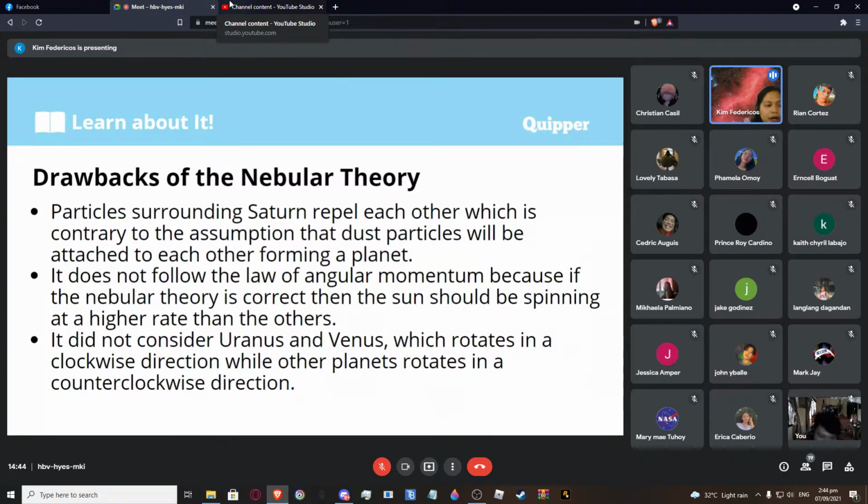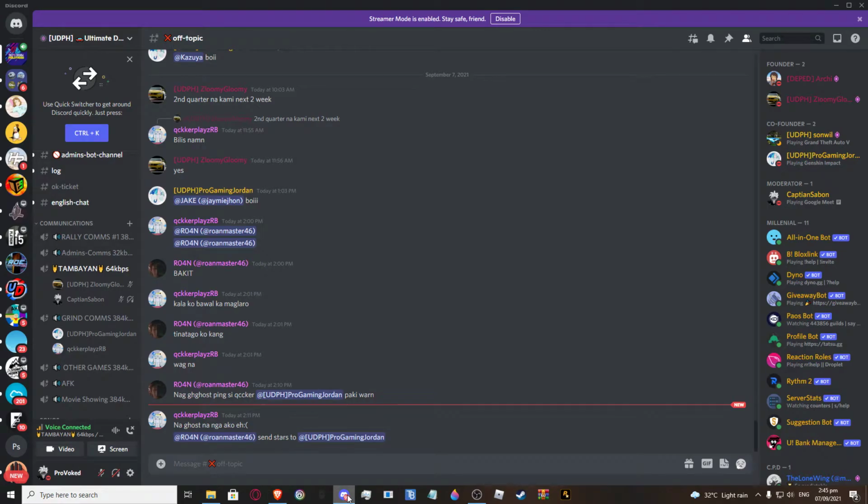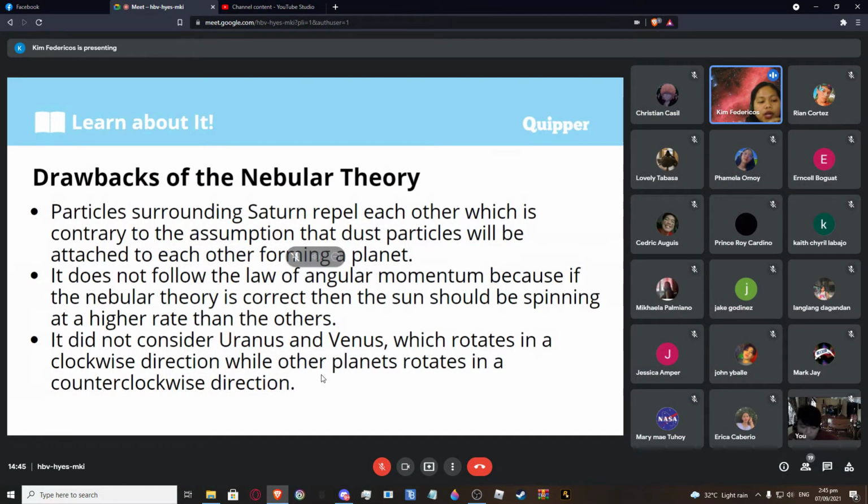First is that ang particles kuno nga nag-surround, nagpalibot kang Saturn is nag-repel each other which is contrary sa assumption nga ang mga dust particles is mag-attach together. So basically contradictory kay imbis nga mag-attach together, nag-repel na hinuon. So wala niya na support ang iyang idea. And it does not follow the law of angular momentum because if the nebular theory is correct, then the sun should be spinning at a higher rate than others. So dapat mas kusog mo tuyok, mas kusog mo rotate si sun.